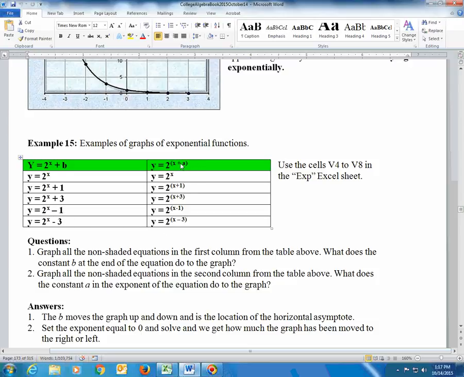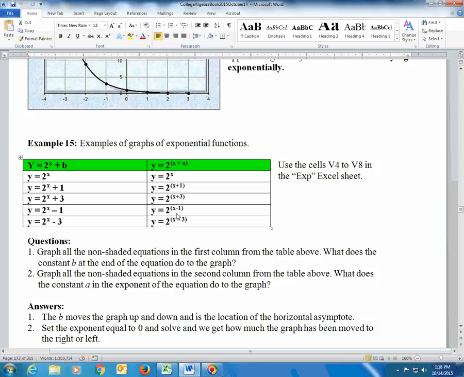What happens when it's in parentheses and it's up in the exponent is that's a horizontal shift. Like this, y equals 2 to the x plus a. If you set that equal to 0, you'll get x equals -a. That means that the graph has been shifted to the left a units. This has no shift. This, if you set it equal to 0, you get -1. So in other words, it's shifted to the left 1 unit. This, you get -3, shifted to the left 3 units.